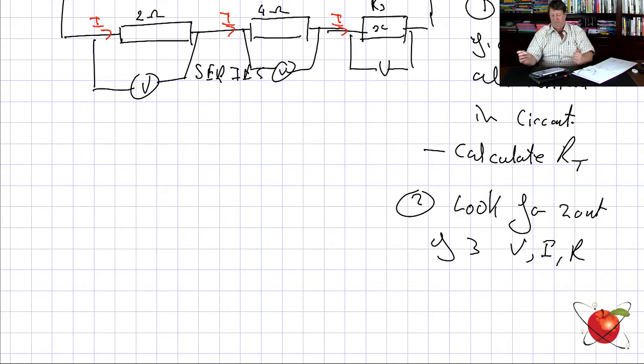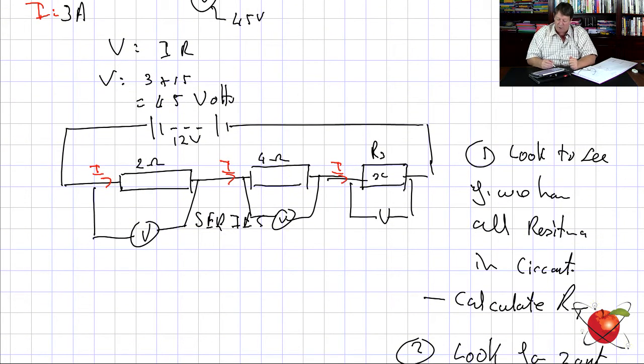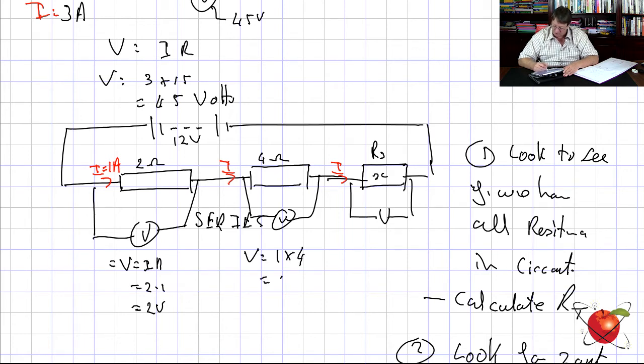Okay, that's it. So now let's go back to our circuit up here, and let's see. What do we know? Do we know V1, V2, V3? V equals IR. Let's say they tell us that I is equal to 1 amp. So now we know that. In each case, can I work out V here? Yes, V equals IR, which is 2 times 1, equal to 2 volts. Over here, V is equal to I, which is 1, times 4, which is 4 volts.